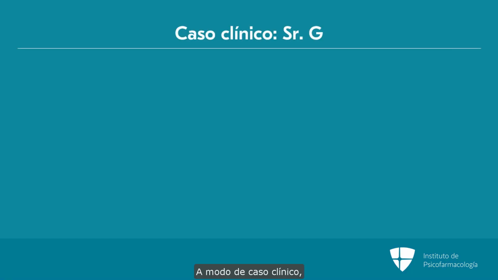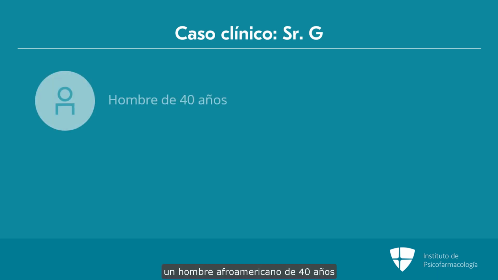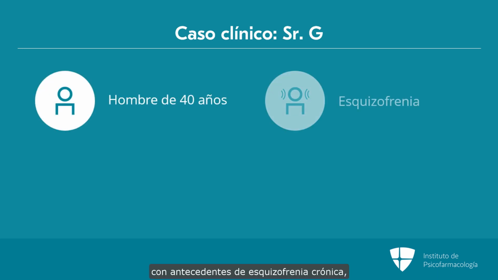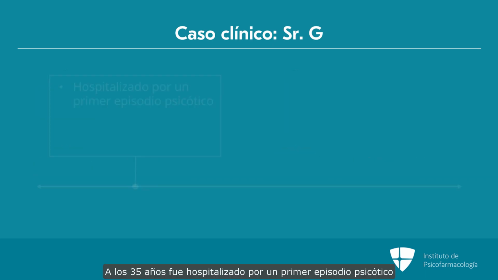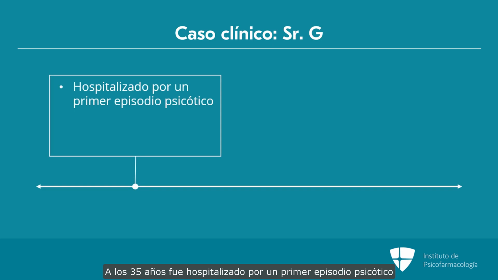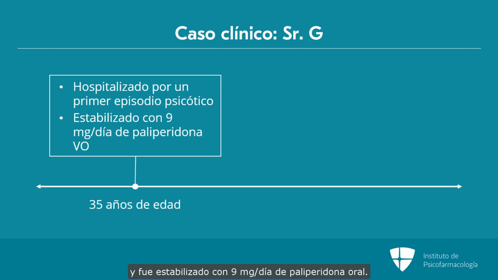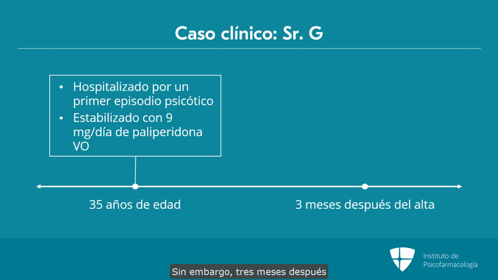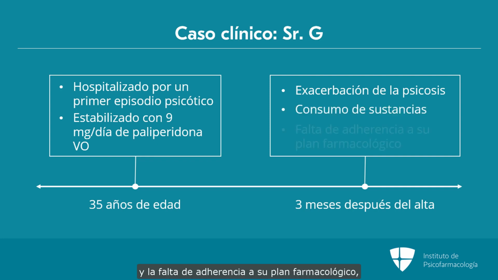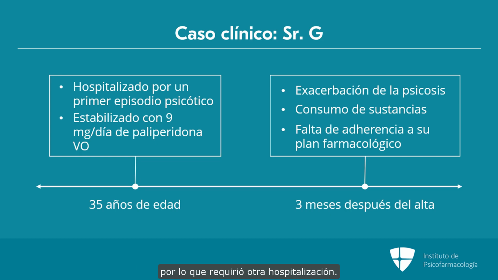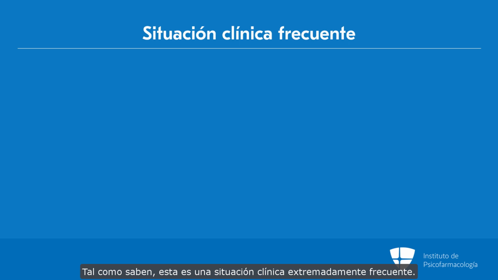So as a clinical vignette here, let me give you the example of Mr. G, who's a 40-year-old African-American male with a history of chronic schizophrenia, cannabis use disorder, and alcohol use disorder. He was hospitalized for a first episode of psychosis when he was 35, and he was stabilized on oral paliperidone at 9 milligrams daily. However, 3 months after he was discharged from the hospital, Mr. G had an acute exacerbation of psychosis that occurred in the context of substance use and medication non-adherence, for which he required another hospitalization. This is an extremely common clinical scenario.